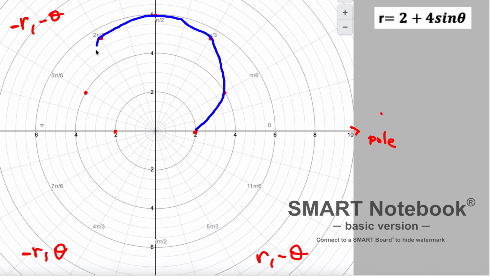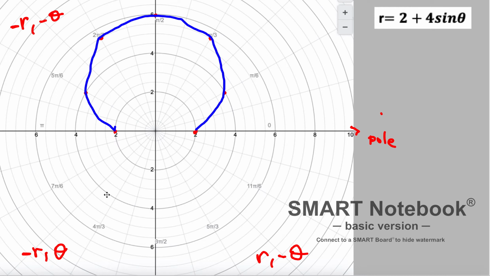If we connect all these points, we get a figure like this. This figure is symmetrical with respect to the line pi over 2. So we already see, from practically finding those points, that the figure we get from this polar equation has a symmetry with respect to the line pi over 2.